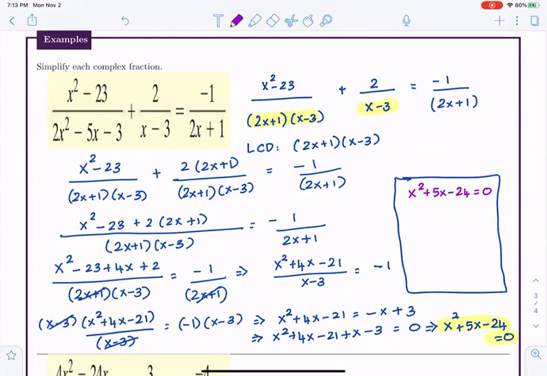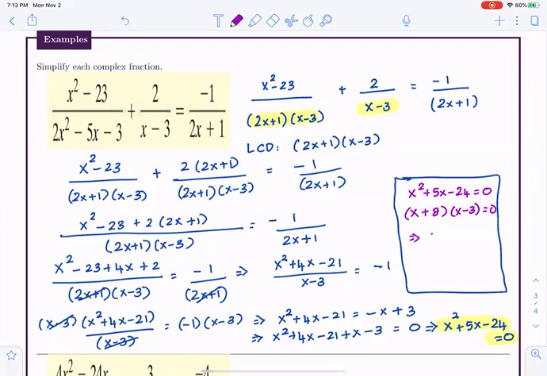And what are the two factors? The two factors are x plus 8 and x minus 3. If you FOIL, you will get x squared plus 5x minus 24. From one of the earlier chapters, if the product of two factors is equal to 0, then we can set each of them equal to 0 and solve for x.